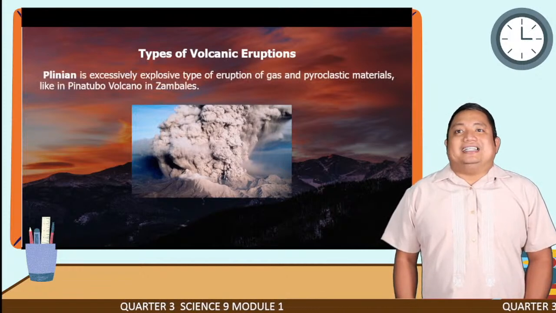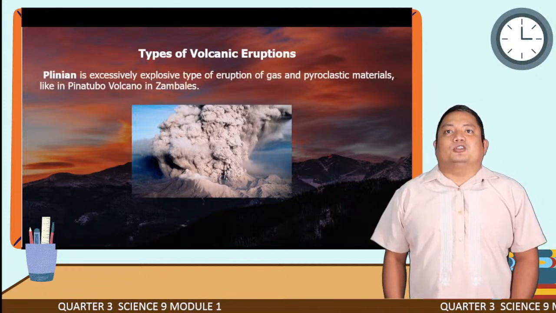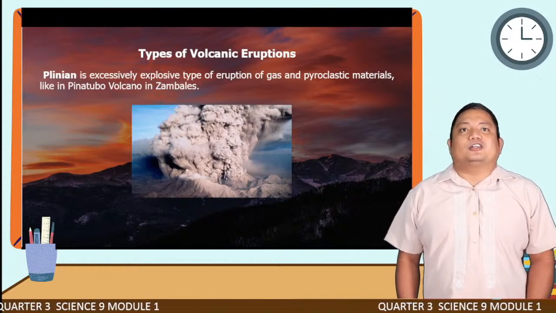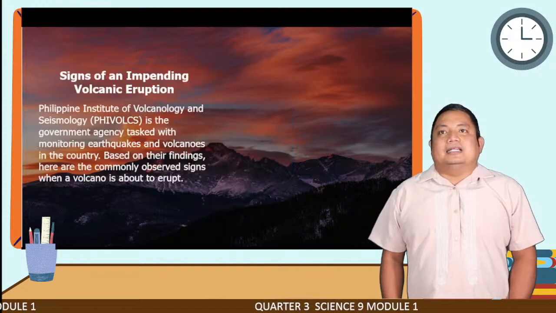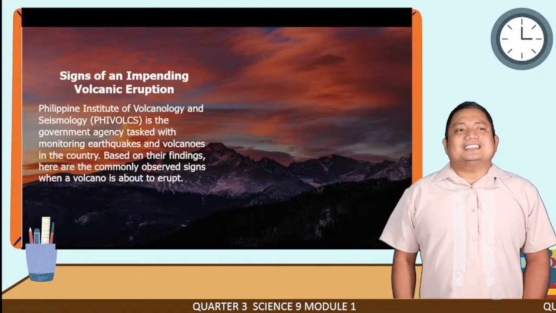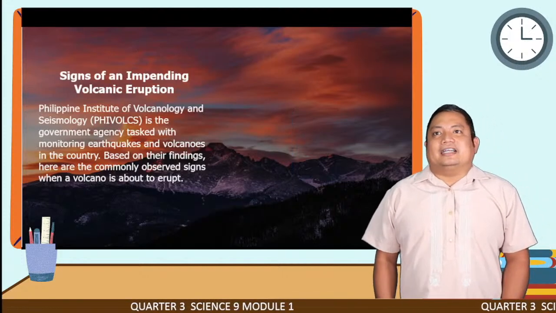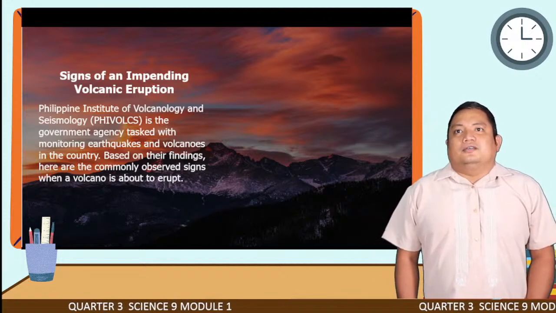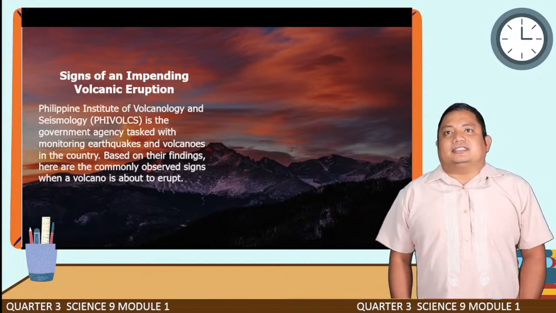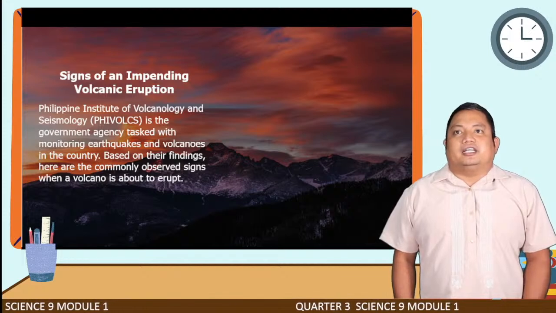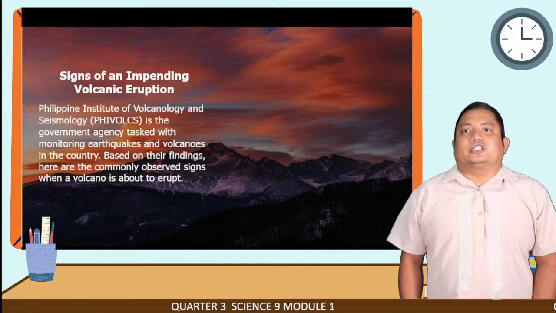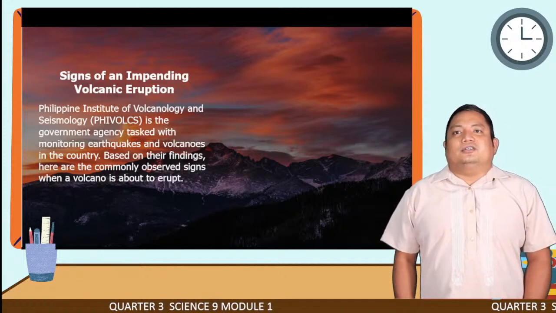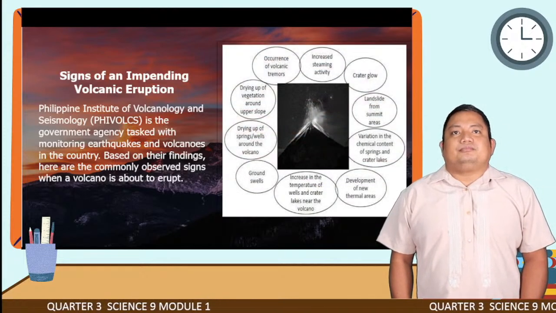Next is Plinian. It is an excessively explosive type of eruption of gas and pyroclastic materials like in Pinatubo volcano in Zambales. So what are the signs of impending volcanic eruptions? PHIVOLCS is the government agency tasked with monitoring earthquakes and volcanoes in the country. Based on their findings, here are the commonly observed signs when a volcano is about to erupt.